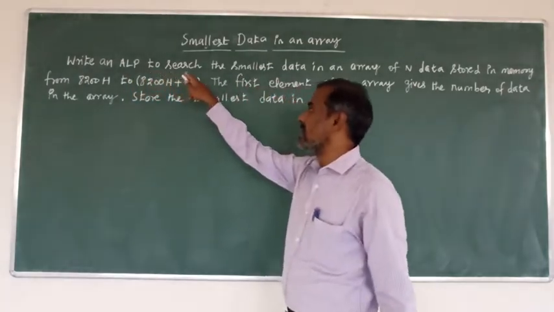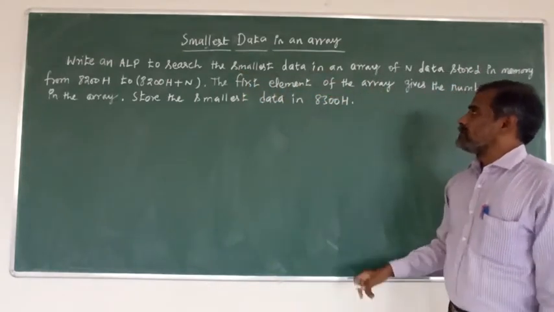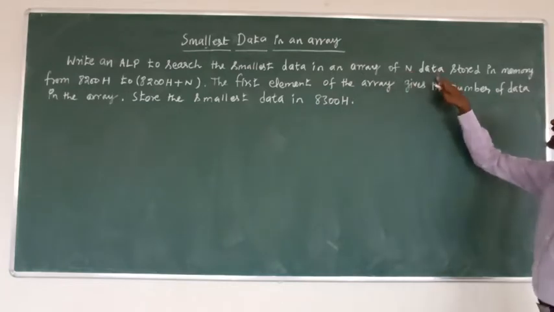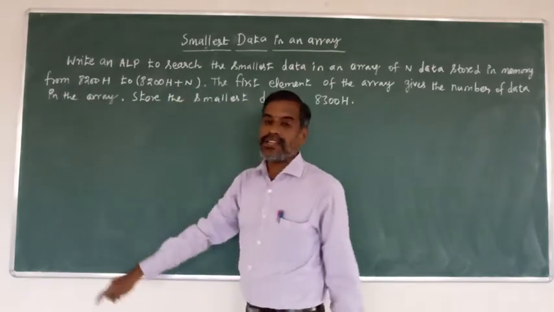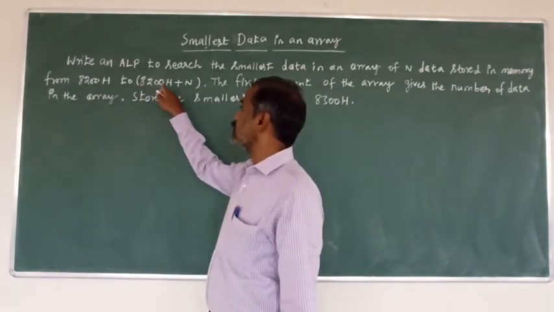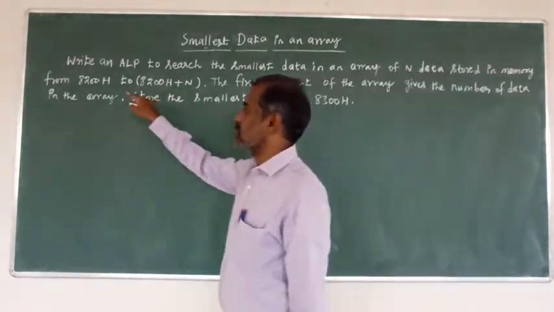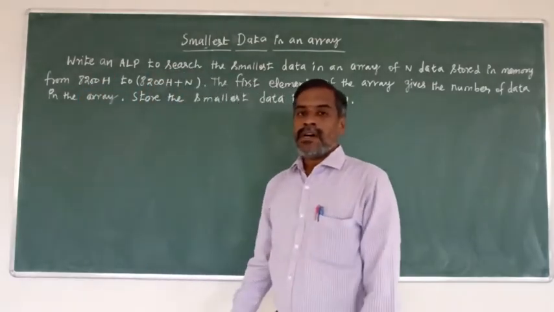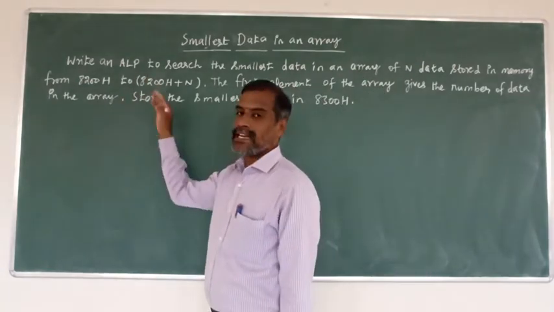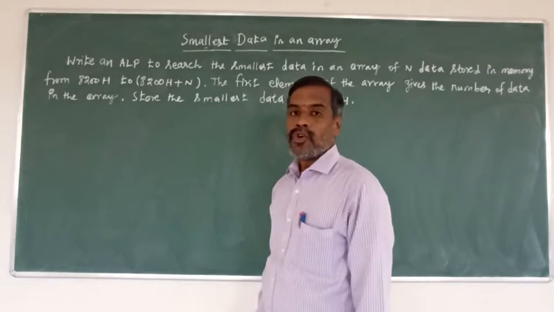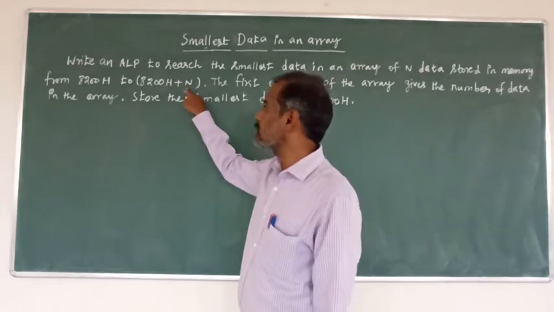Write an assembly language program to search the smallest data in an array of n data stored in memory locations from 8200 to 8200 plus n. Suppose the number of data is 5, it will be stored at 8200. Next, the address locations load data 1 to data 5.